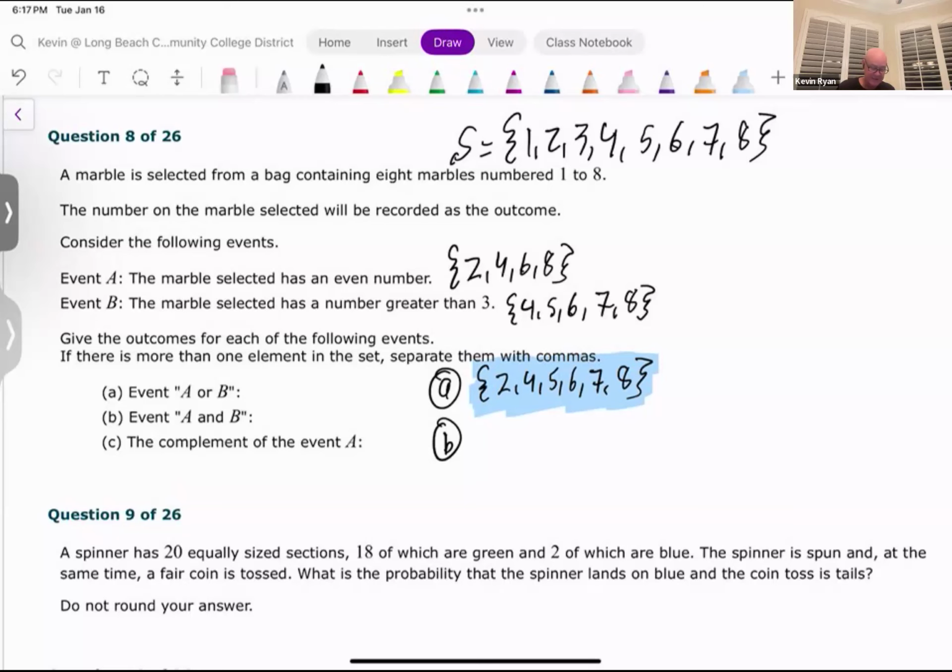Part B is the and scenario. So which numbers are in event A and B at the same time? I'm seeing 4, 6, and 8. This is the more exclusive group. And part C is the complement of A. A is even numbers. That means the complement of A must be all the odd numbers.